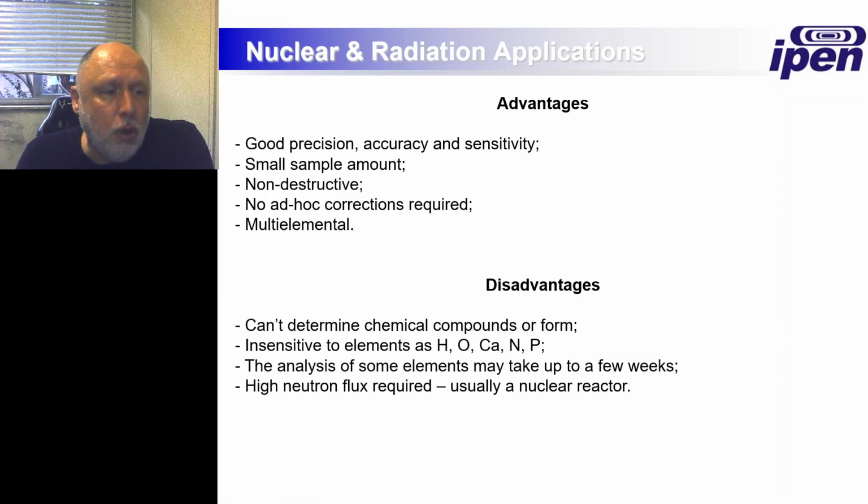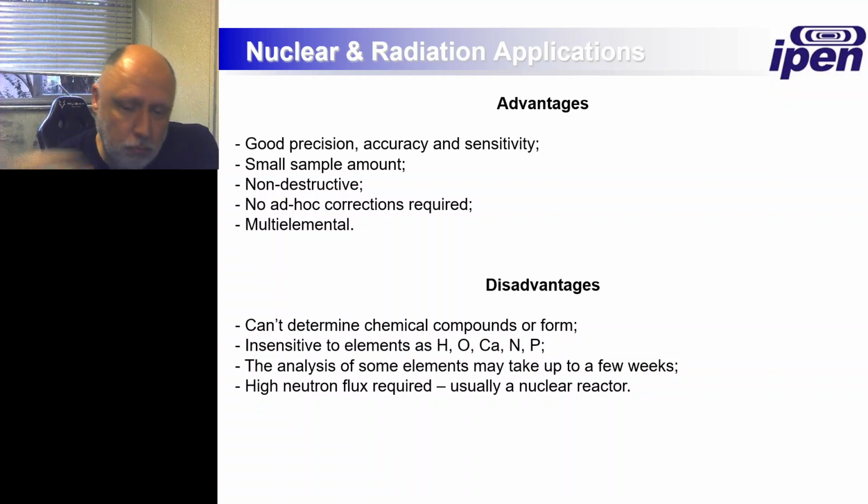First of all, remember it's a nuclear technique. You're looking at nuclei, not atoms. So you cannot determine chemical compounds or chemical form. You cannot say if it's iron 3 or iron 2, if mercury is in metallic state or methyl mercury, and other things like that. So you cannot determine molecules. So it's pretty much, you know how much of a given element you have there. No clue about the chemical form or whatever.